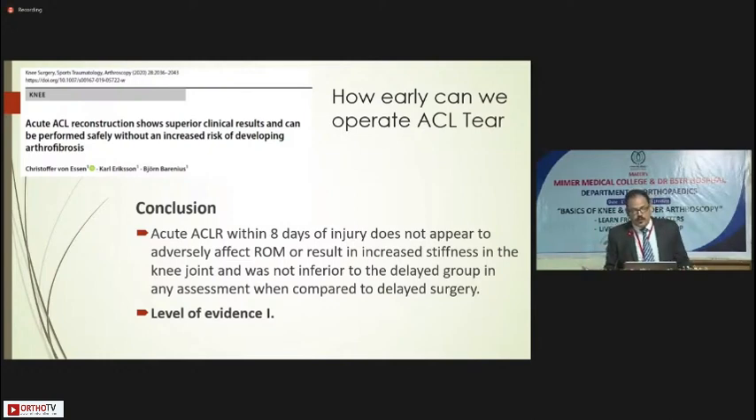Well, this is a wonderful meta-analysis where they said acute ACLR can be done within 8 days without any complications like stiffness and pain and so on. And this is level 1 evidence. So we can straight away go and do a surgery, of course assuming there are no fractures, and the vascular injuries and other injuries have been taken care of.